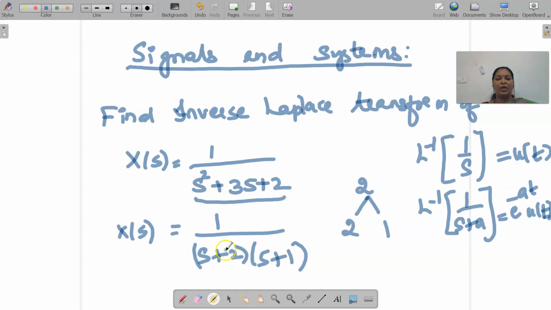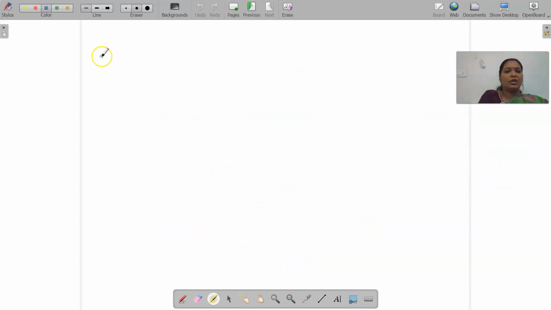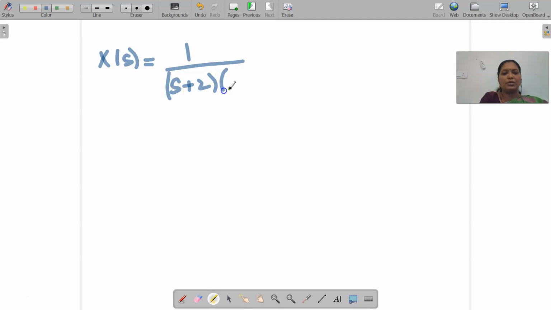1 by s plus 2 into s plus 1, we are going to split into two terms, or in another way, I am going to represent it as an addition of two terms. For that I have to apply partial fractions. Given is your X(s), which is given by 1 by s plus 2 into s plus 1.